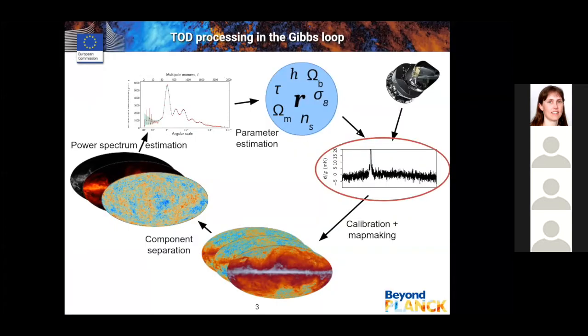The TOD processing part of the Gibbs loop happens here. So we get data from the instrument, and then the task is to try to process the data given everything else so that it can be ready for map making. Two of the main parts that go on here have to do with the gain calibration and noise estimation. Those are the two main things I'm going to talk about as well.